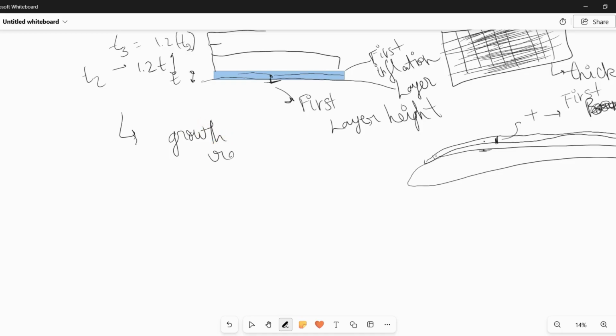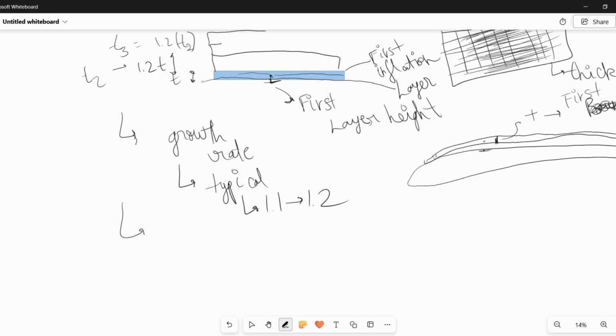Growth rate. Fine. So I can define the rate at which the thickness of the boundary layer is increasing. Typical is around 1.1 to 1.2. You don't drastically change the growth rate, of course, because you have to capture every refinement. I mean, you have to capture every detail.